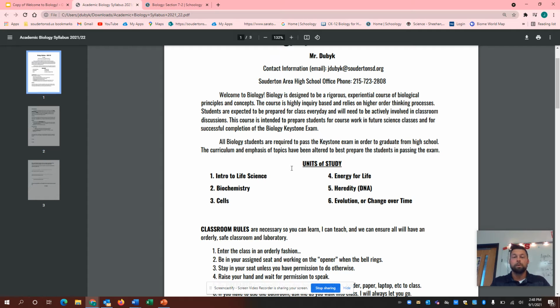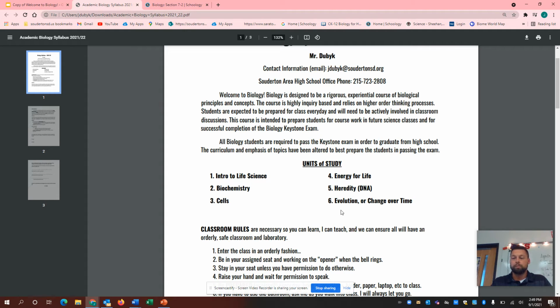So that's something new. Here are our units of study. They are Intro to Life Sciences, which we're currently in right now. Then we'll transition to biochemistry. Then we'll get into cells, prokaryotic and eukaryotic cells. And then we'll look at plant and animal cells. Energy for Life is looking at photosynthesis and cell respiration, and their relationship. We'll look at our genetics unit, which we call heredity here. And then our last unit will be evolution.